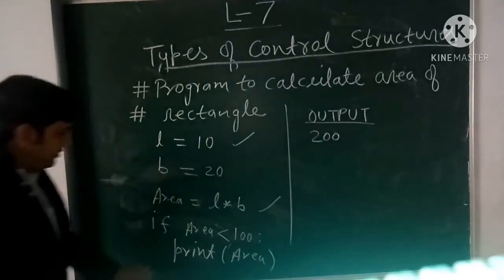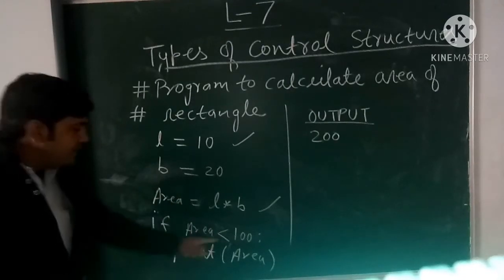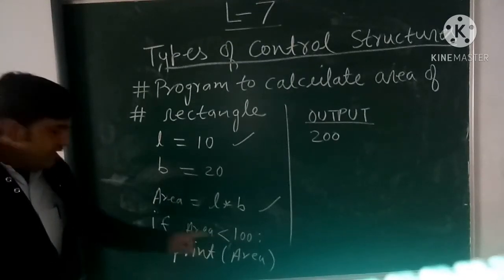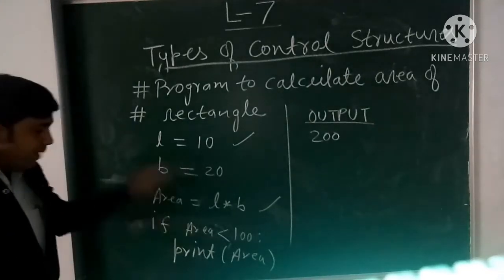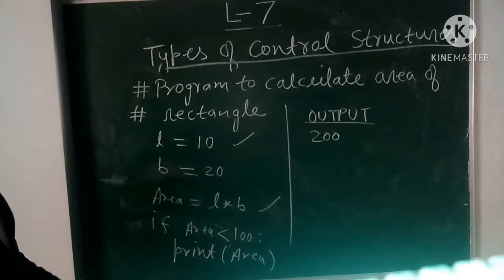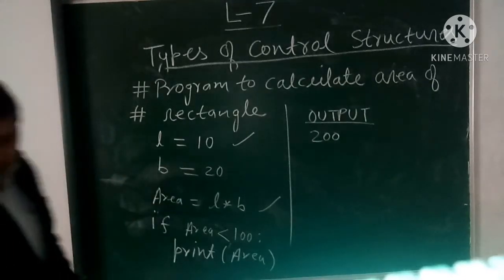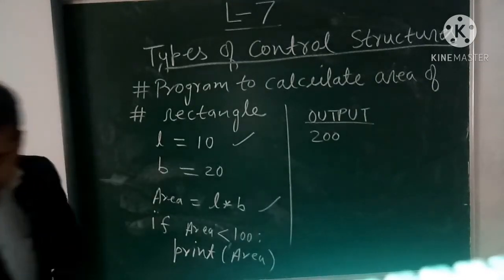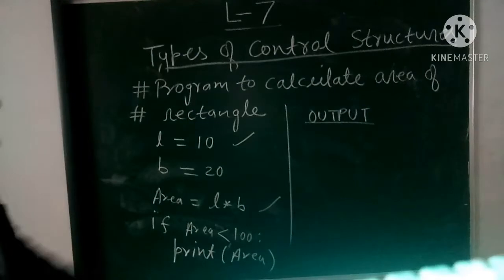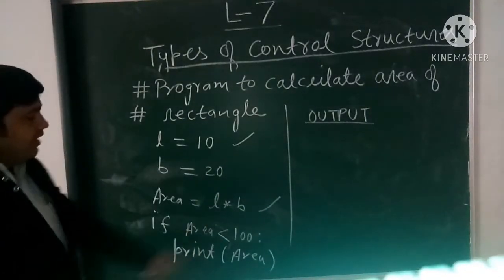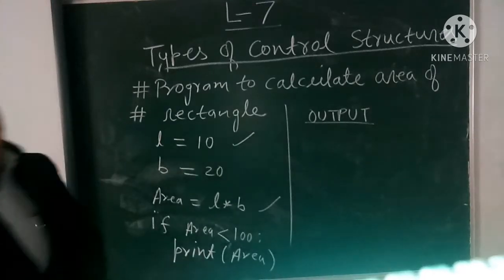So here, if the area is less than 100. The area we got is 200 and 200 is not less than 100, so the condition is false. If the condition is false, this line will not execute; the Python interpreter will skip this line. Or if the condition is true, the Python interpreter will execute this line and you will get the output. In this program you are going to get no output, because the area is not less than 100. This line will not execute. That is called the conditional statement. So we have skipped this line.